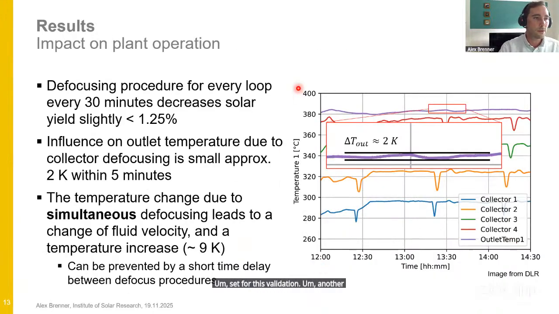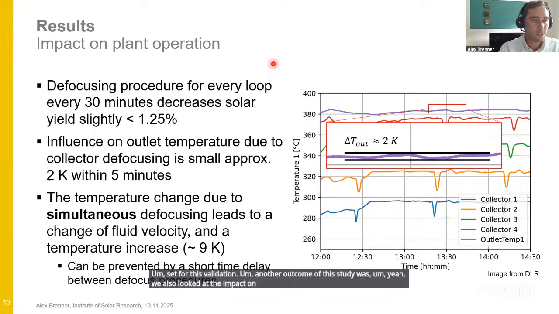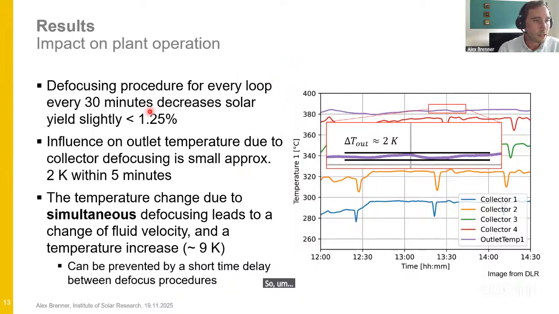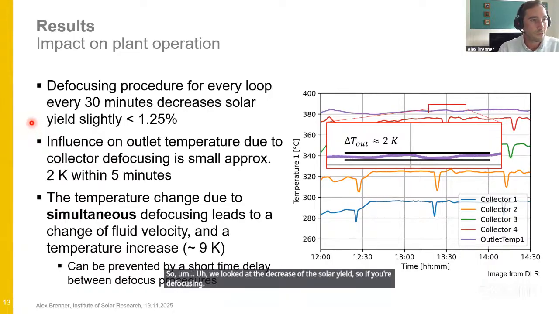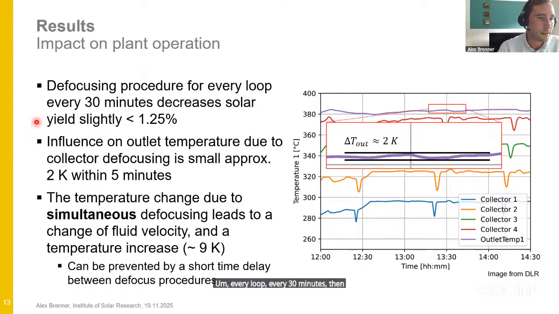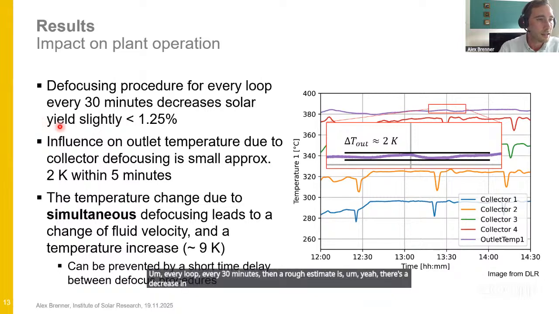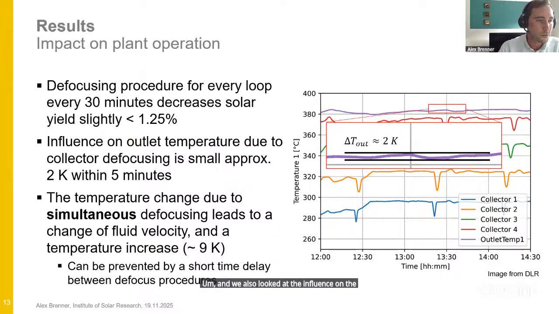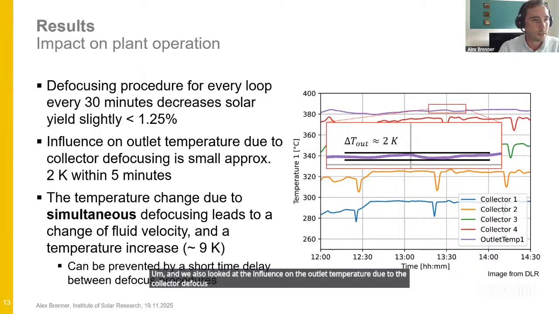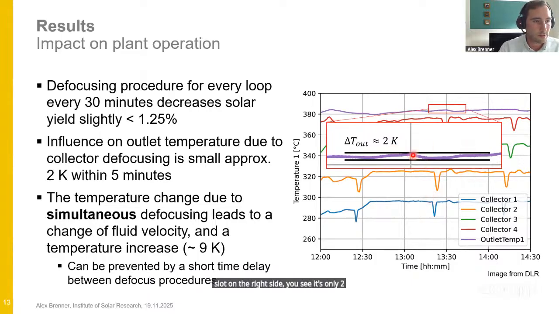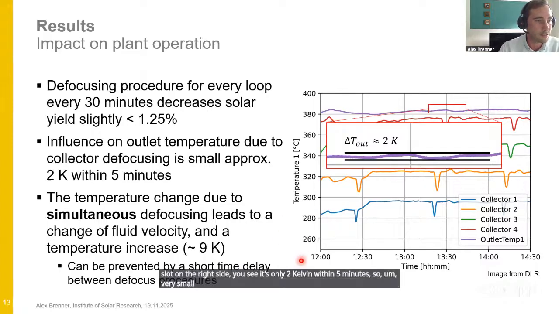Another outcome of this study was, we also looked at the impact on the plant operation, because you don't want to somehow impact the plant operation negatively. So we looked at the decrease of the solar yield. If you're defocusing every loop every 30 minutes, then a rough estimate is there's a decrease in the solar yield of less than 1.25%. And we also looked at the influence on the outlet temperature due to the collector defocusing, and we saw that this is very small. In the plot on the right side, you see it's only 2 Kelvin within 5 minutes, so very small influence here.